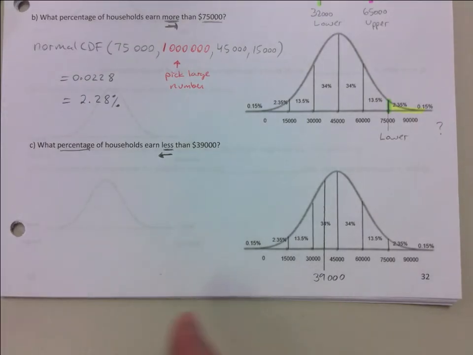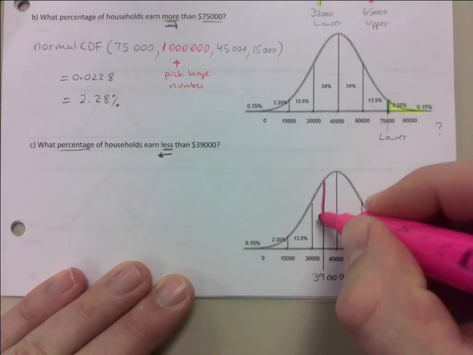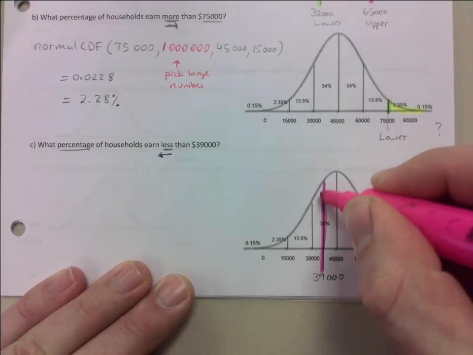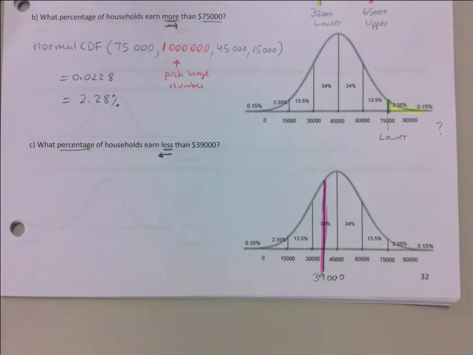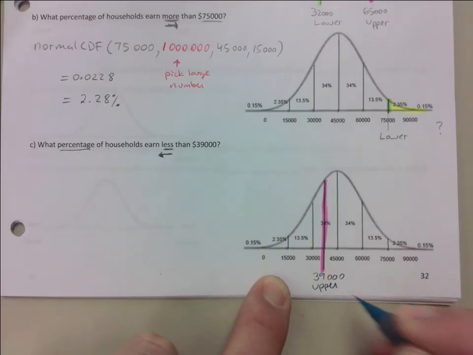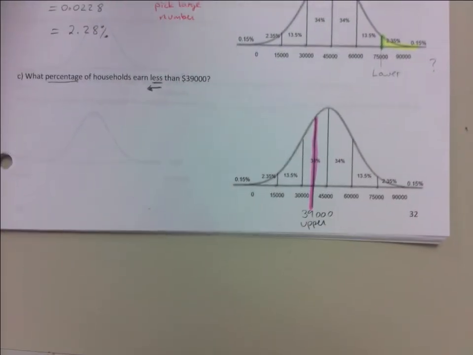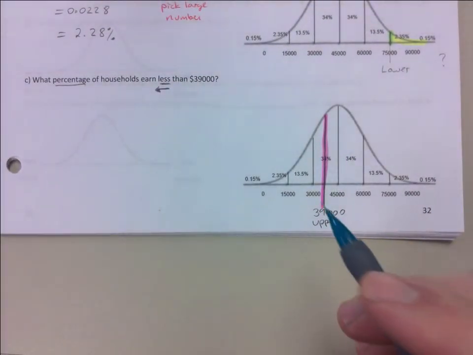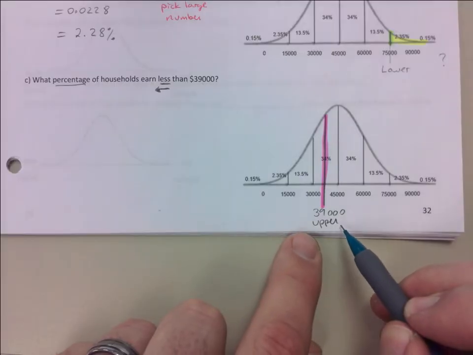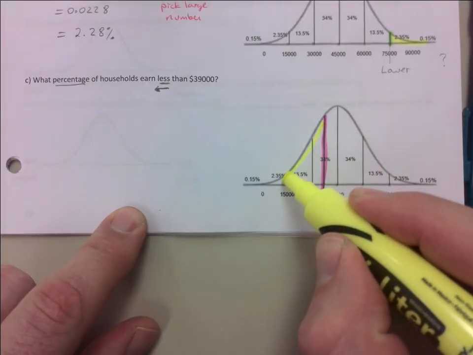I want less, right? I want everything to the left. So this technically is my upper. We always come from the left towards the right. So this is upper. Can you see that on the screen there? This is upper. So we want everything to the left of it.